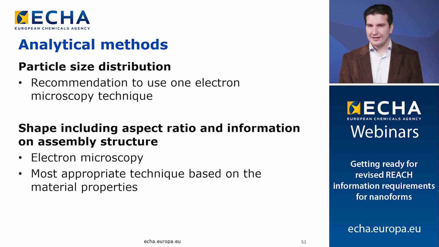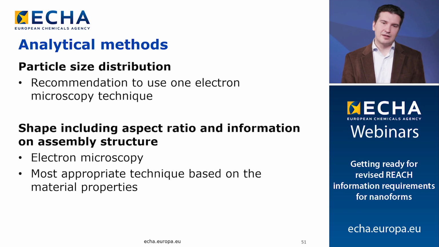Now, for your particle size distribution, we recommend you to provide information from at least one electron microscopy technique. Of course, you are allowed to use other techniques, but having information from electron microscopy is quite useful. Also for your next parameter, which is shape, you need to have information from electron microscopy as part of your analytical information. You can use different techniques, and of course you need to select the appropriate technique based on the individual material properties that you are registering.